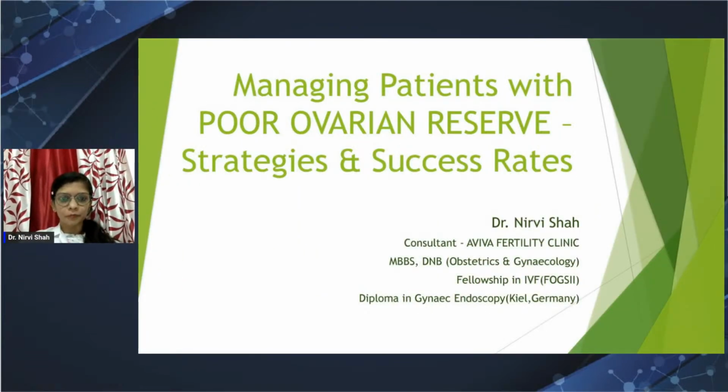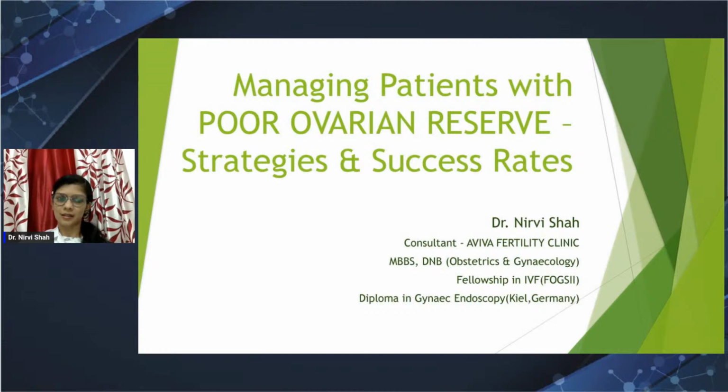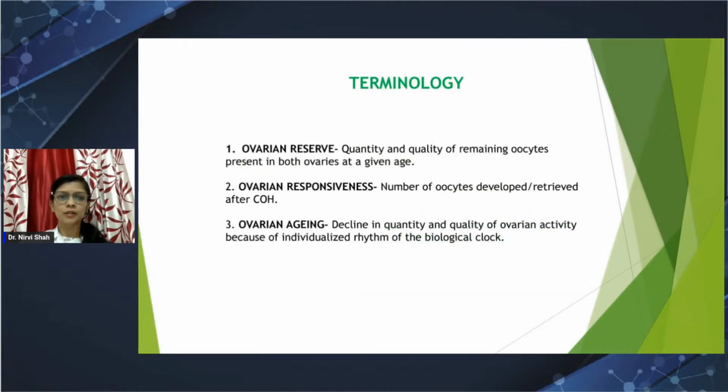Hi, everybody. So, today I'm going to speak on managing patients with poor ovarian reserve, strategies, and success rates. So, let's first discuss the definitions. What is ovarian reserve? It is the quantity and quality of the remaining oocytes present in both the ovaries at a particular age. Ovarian responsiveness is the number of oocytes which are retrieved after ovarian stimulation, whereas ovarian aging is a decline in quantity and quality of the ovarian activity with respect to age.